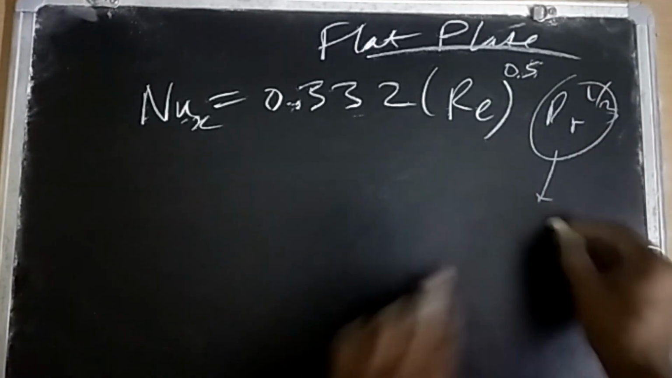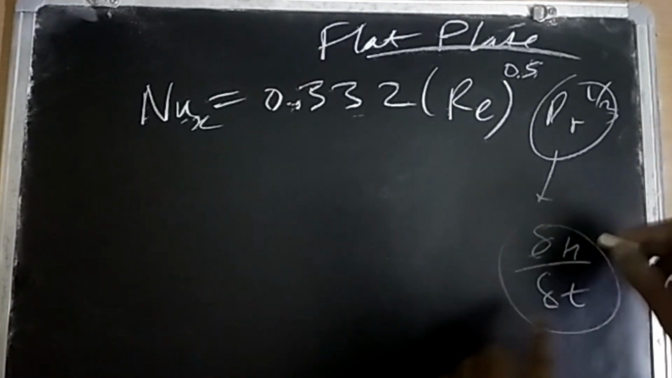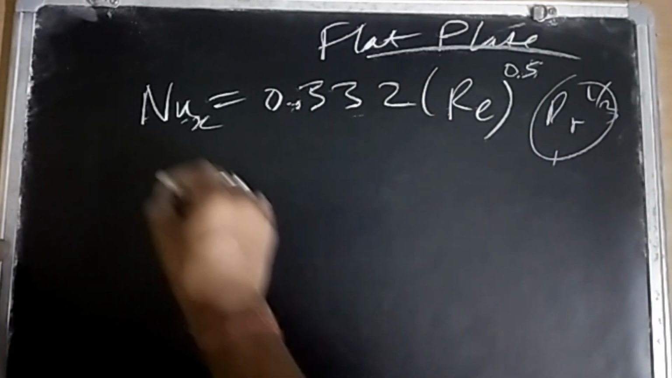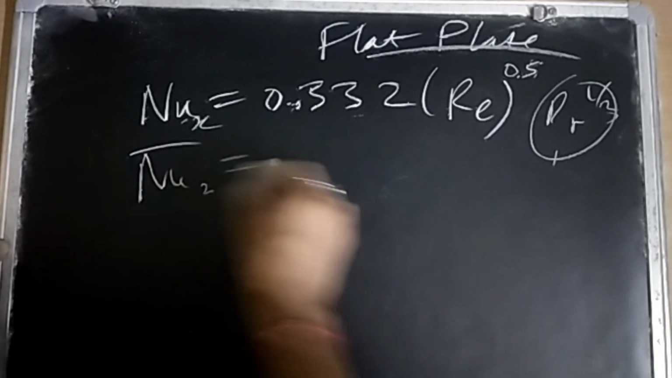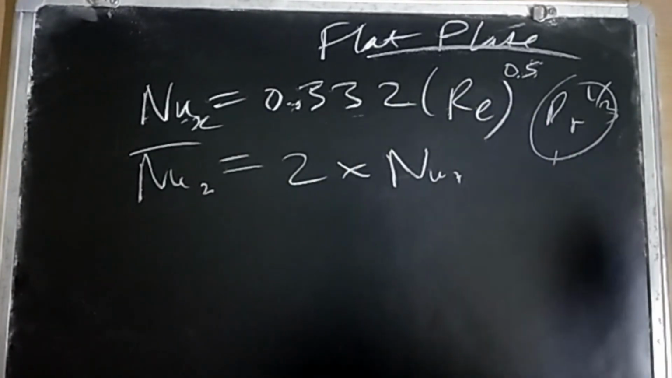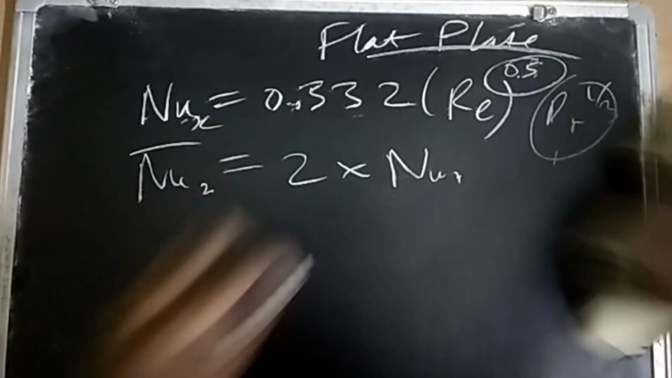This is delta H by delta T. Remember that, sometimes it could be useful. So hydrodynamic boundary layer by thermal boundary layer. This is for flat plate. Okay, and if you want the average, that means 2 into Nusselt number of x, so 0.664 into this same thing. Remember this 0.5, that was 0.8 there. Okay, this is flat plate.